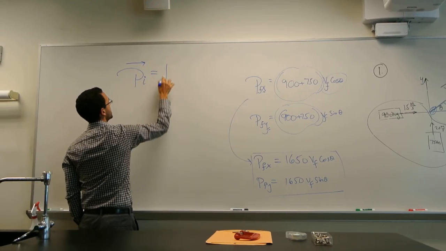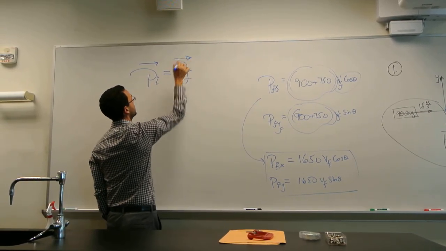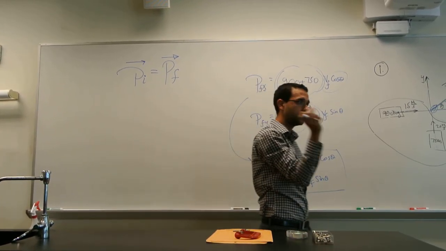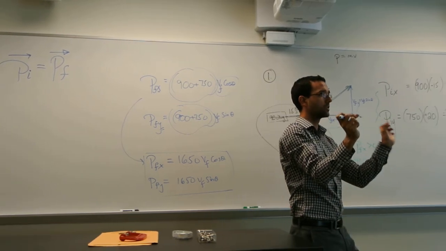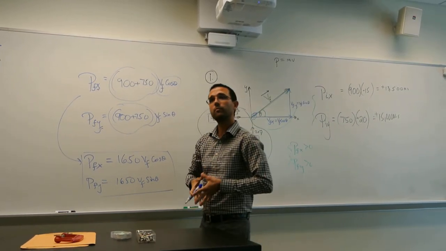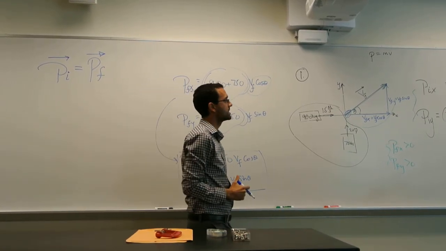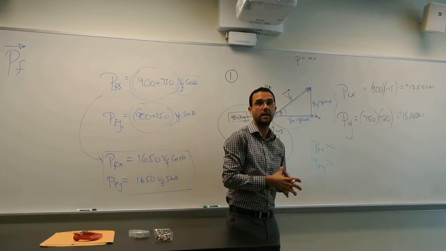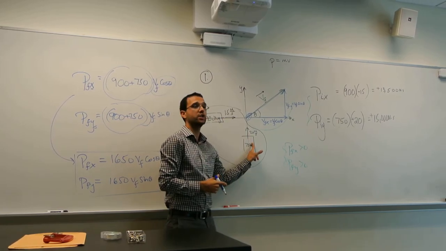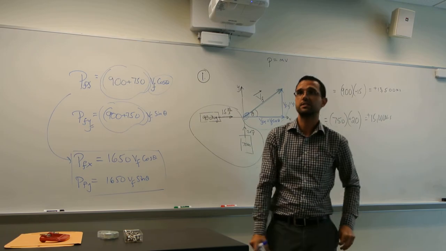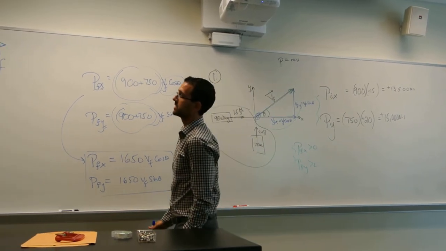That means P initial vector has to equal P final vector. We know momentum's a vector, so we have to say that the initial momentum vector is equal to the final momentum vector. And why is momentum conserved here? Because there will be no unbalanced external forces acting on these cars when they collide. Would you agree with me that they put forces on each other? But those are internal forces. Those are forces that exist within the system, so it does not change the momentum of the system.